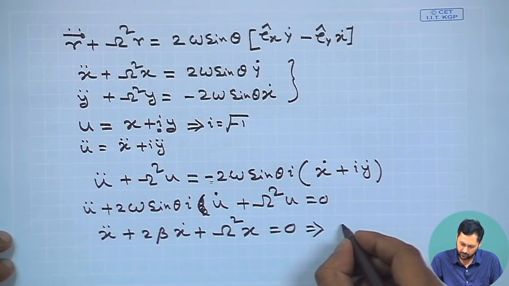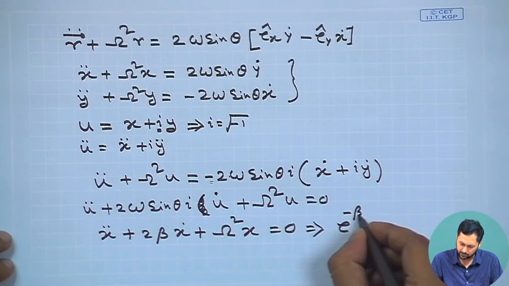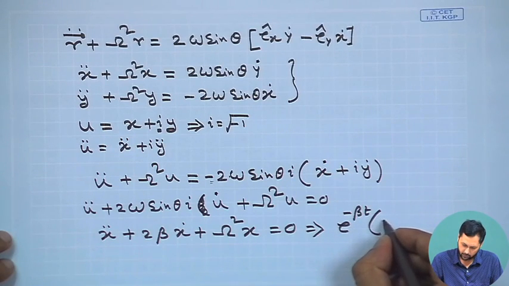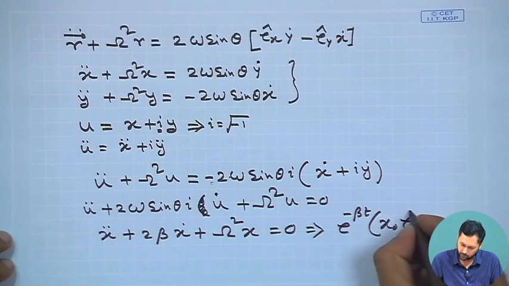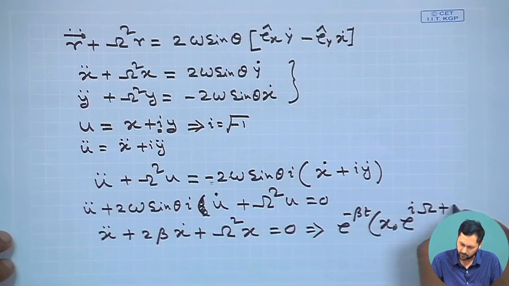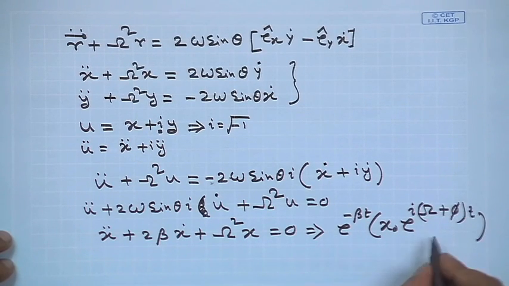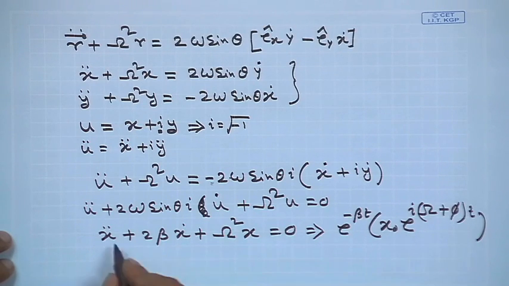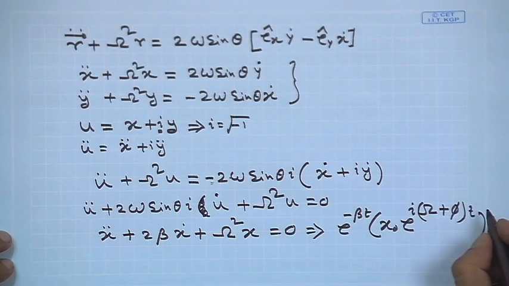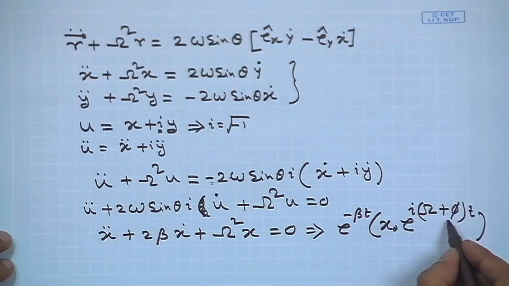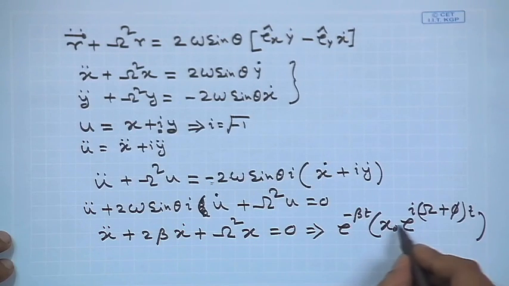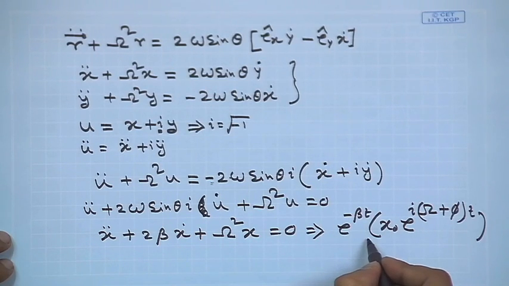So, the solution of this will be e to the power minus beta t, x 0 e to the power i omega t plus phi, phi is some phase. So, this part is the oscillatory part which gives you the standard oscillation in the x direction, and x0 is the amplitude. Phi is a phase term which has to be determined from the initial condition. It is not terribly important because finally this represents an oscillation in the x, and there is a damping term.